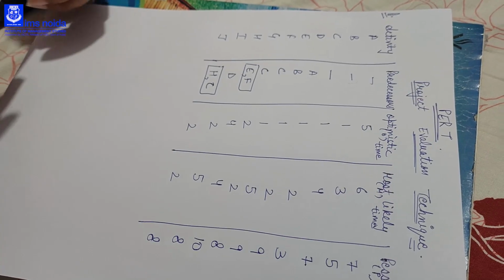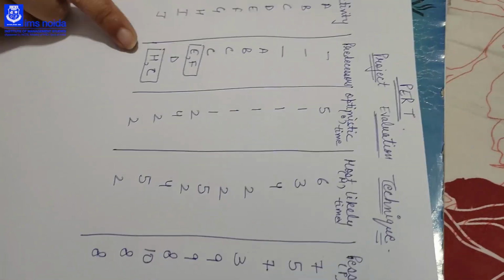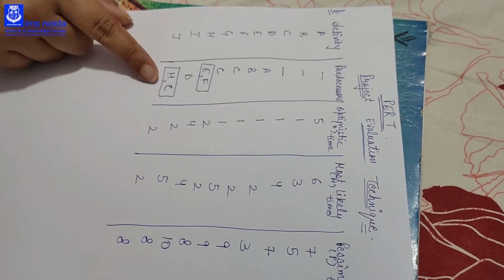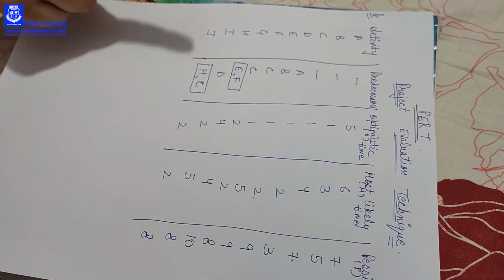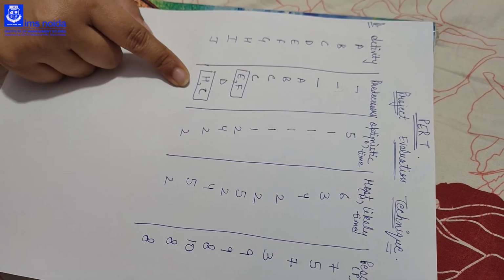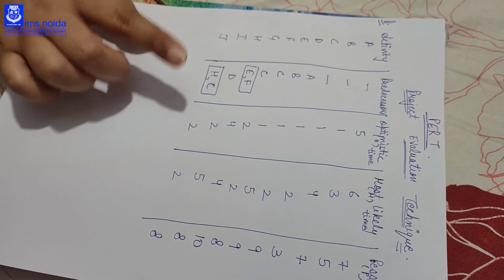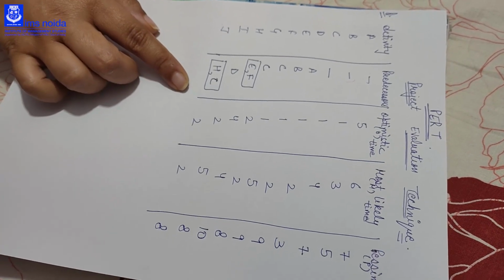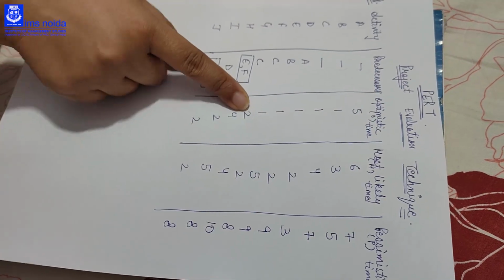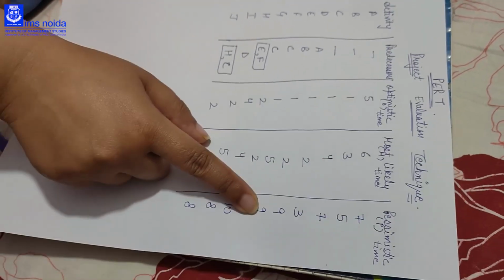In this question we have the activities and predecessors. As you have seen in the CPM method also, you have the activities and predecessors, but in the CPM method you have the duration, while in the Project Evaluation Technique method you have optimistic time, most likely time and pessimistic time.